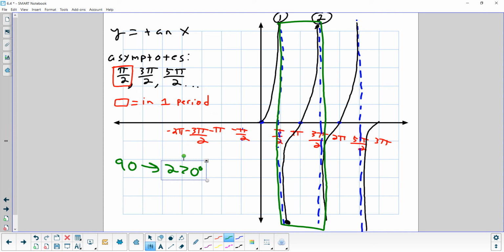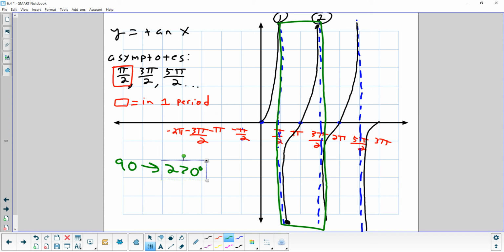Does anybody remember what the cycle for sine and cosine was? It wasn't 180. Remember? 360. It was 360. So sine and cosine naturally cycled every 360 degrees. Well, tangent naturally cycles every 180. That's the period of tangent, pi.